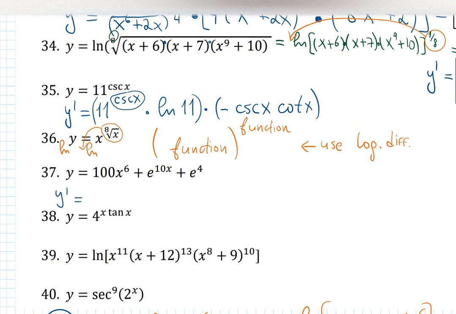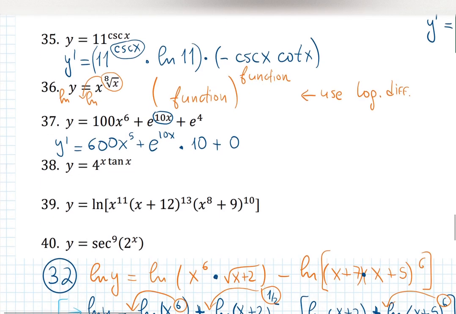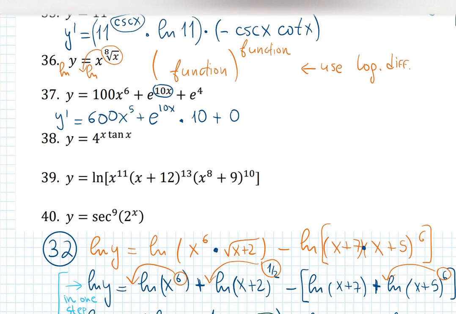y prime equals 6 times 100 gives you 600 x to the 5, plus e gives me the same e. Don't forget, when you differentiate e, you copy it first, times the derivative of the function here, the exponent. Derivative of 10x is 10, plus e to the 4 is a constant, so it gives you 0. No simplification here needed. You don't have to write the 0 part, I guess. Remember, e to the 4 is just a constant. So what's the speed of the constant? 0.